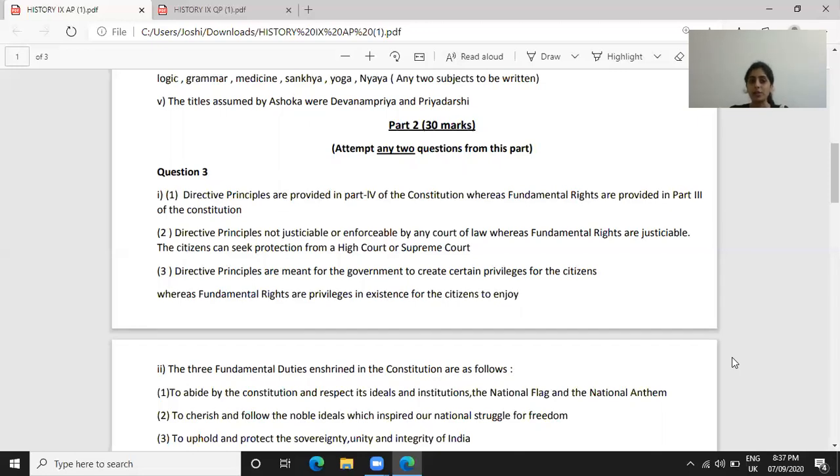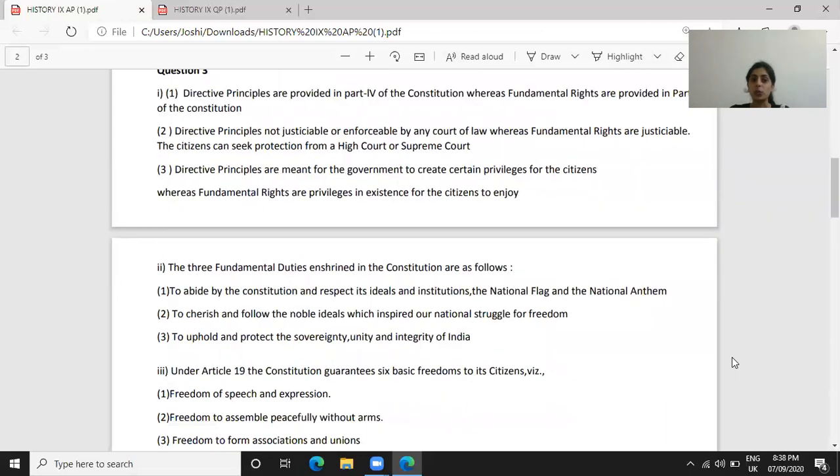And the last point, directive principles are meant for the government to create certain privileges for the citizens, whereas fundamental rights are privileges in existence for the citizens to enjoy. Give yourself 3 marks if all the 3 points are written correctly for directive principles and fundamental rights.